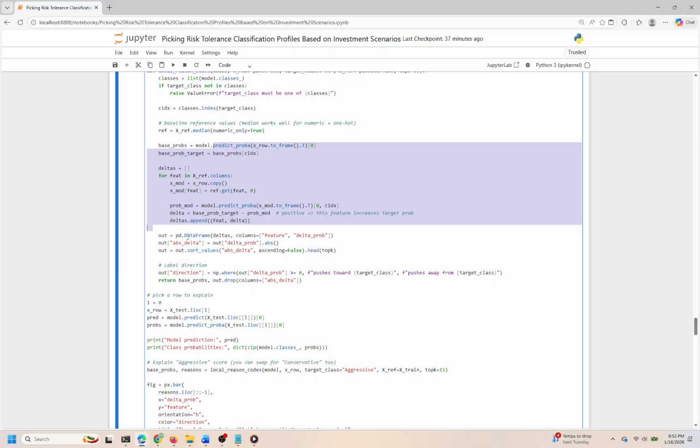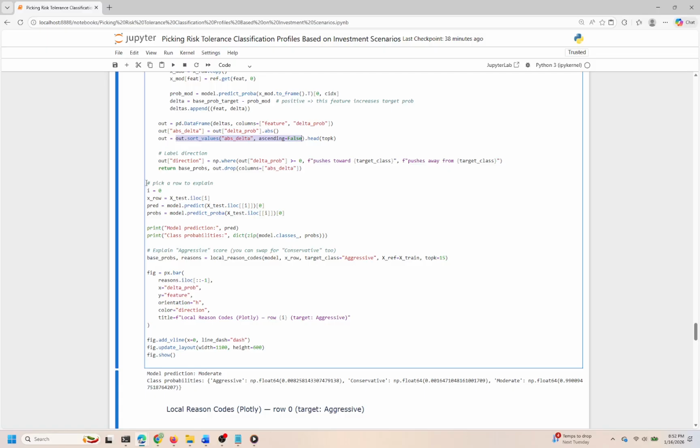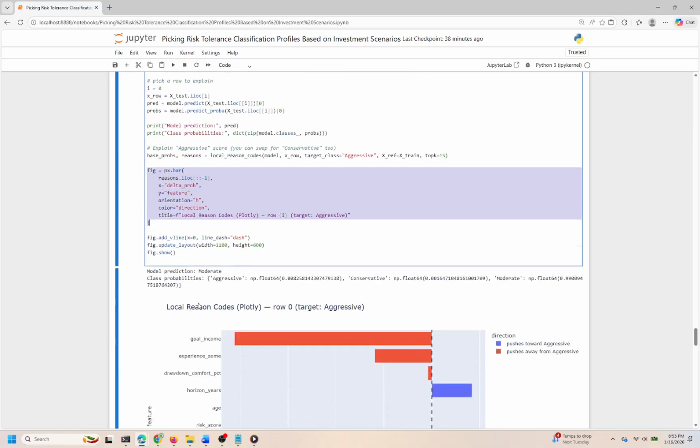The output consists of a data frame that captures these deltas for each feature, including which direction they push the prediction regarding the target class. We then sort these changes by their absolute values to identify the top contributing features, allowing us to focus on the most influential aspects of the data. Next, we visualize these results in a horizontal bar chart using Plotly. This visualization nicely illustrates how each feature influences the prediction. We also add a reference line at 0 to help indicate the threshold between increasing or decreasing the probability of the target class.